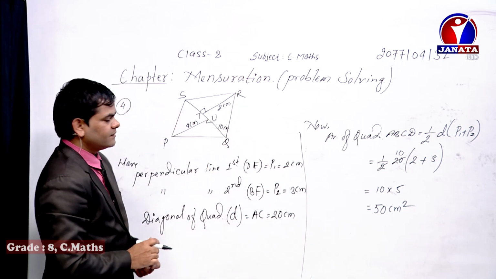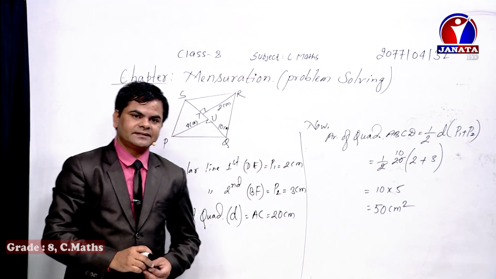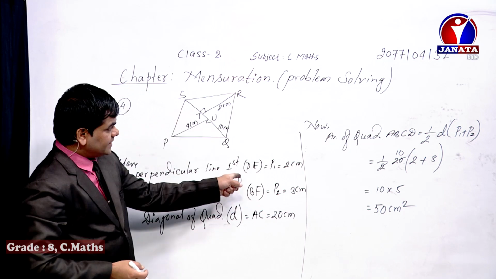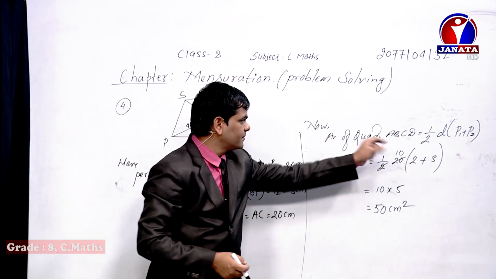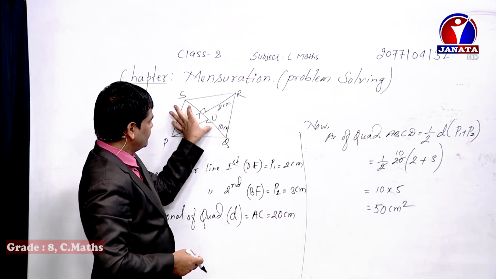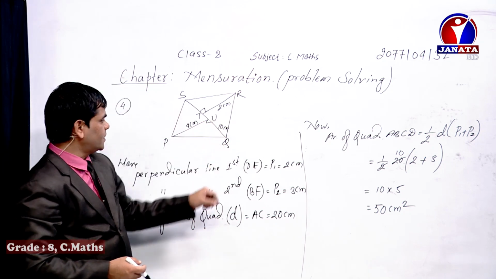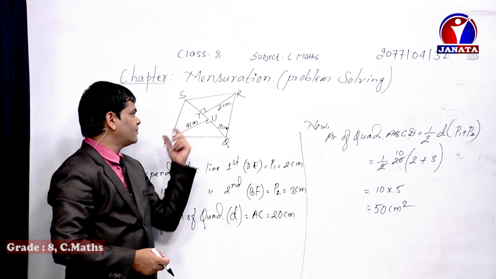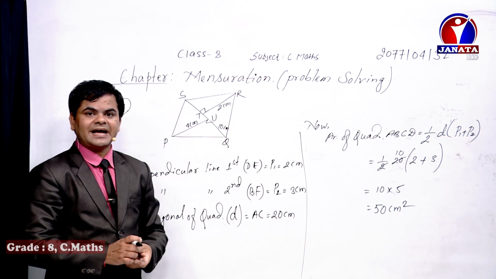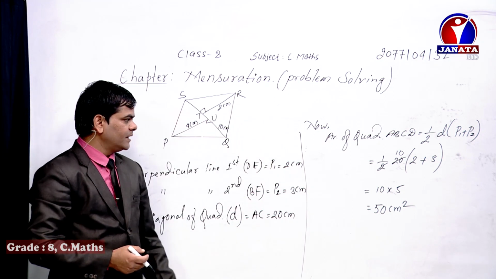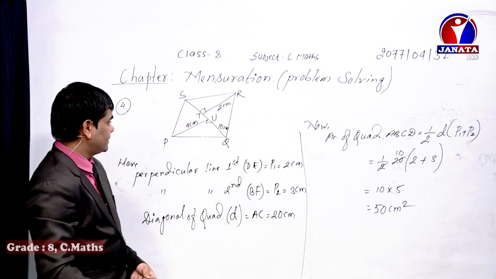Can you solve this one? Try yourself, okay. This is the problem to be solved by you. Here, in the place of diagonal, you need to keep SQ, the measurement of SQ, which is mentioned as 10 centimeter, and for the perpendicular lines, you can suppose any one as P1 and P2, and keep the values in the formula so that you will get the answer.